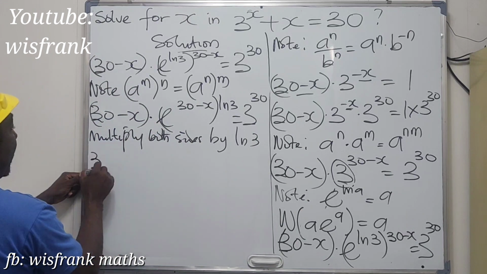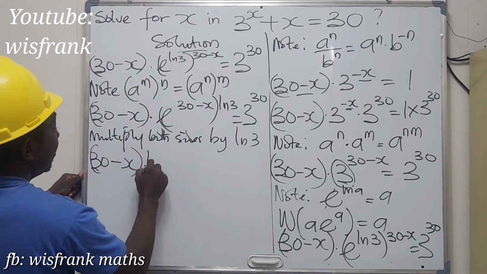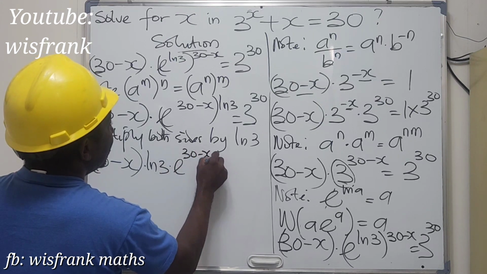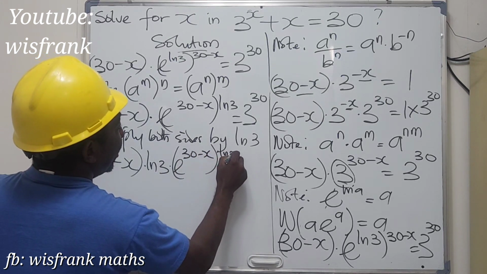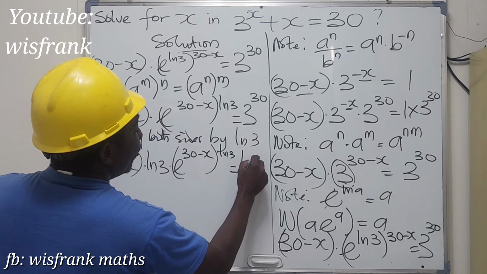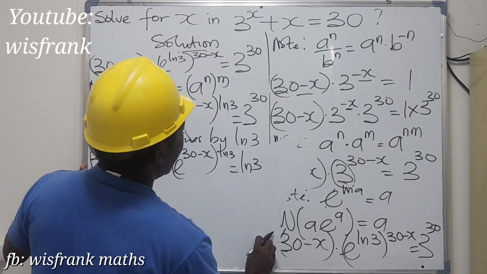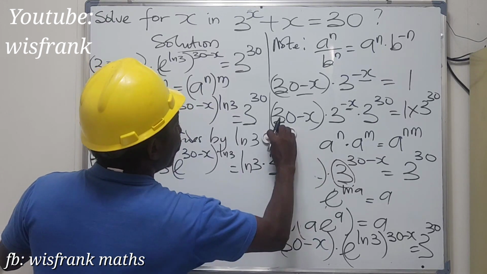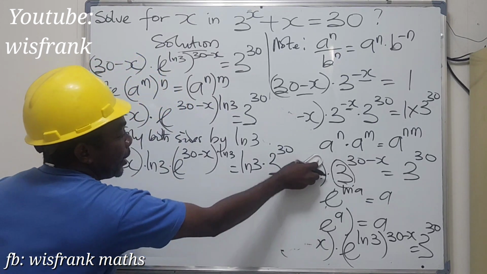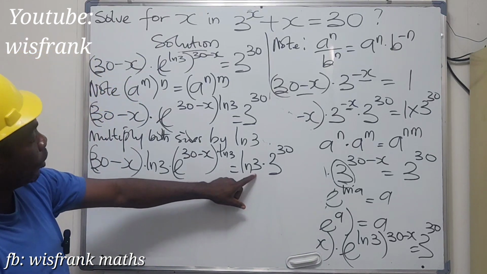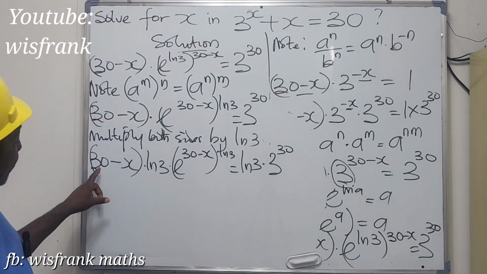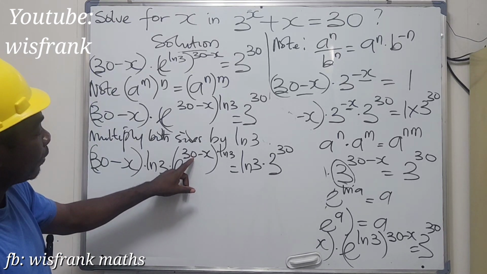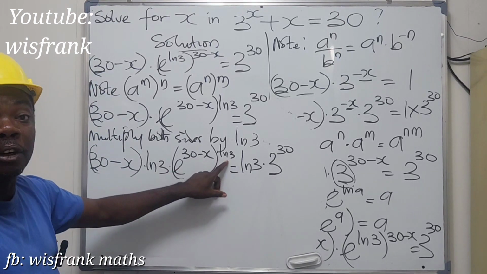So that will become 30 minus x times ln of 3, then times e to the power of 30 minus x times ln of 3, equals ln of 3 times 3 to the power of 30. So that is what we have, that is our new equation now. So now you can see that we have 30 minus x times ln of 3, and also we have 30 minus x times ln of 3.